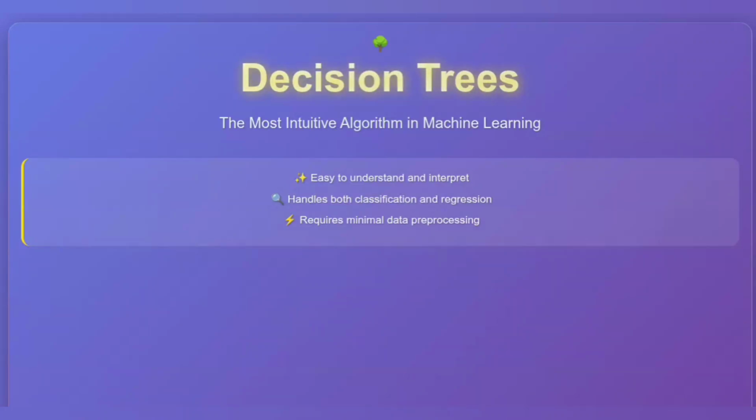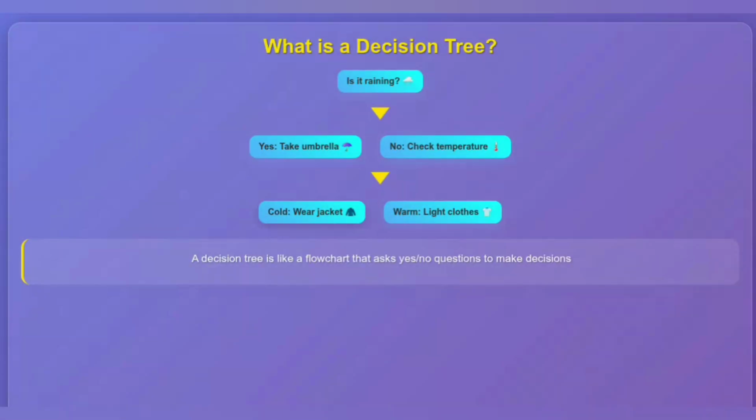Today we're diving into one of the most intuitive and powerful algorithms in machine learning, decision trees. If you've ever played 20 questions or followed a flowchart, you've already used the core concept behind decision trees. By the end of this video, you'll understand exactly how they work, when to use them, and why they're so popular in data science. So, what exactly is a decision tree?